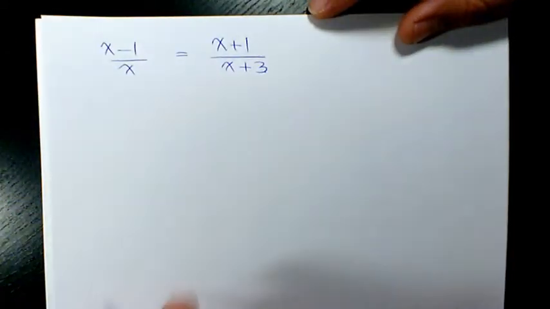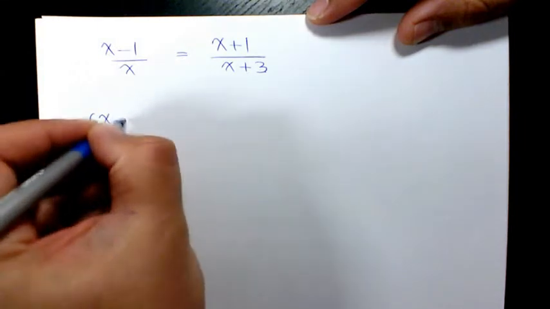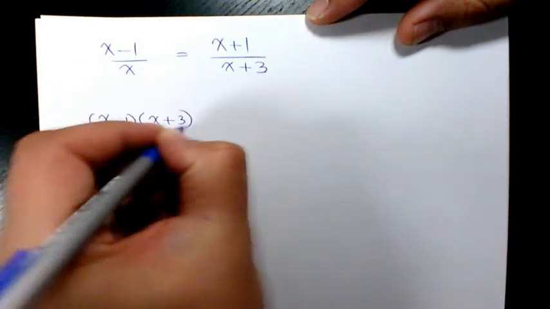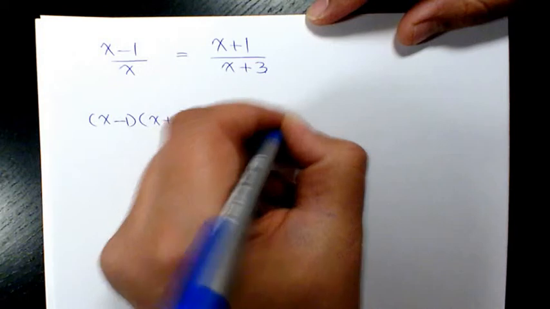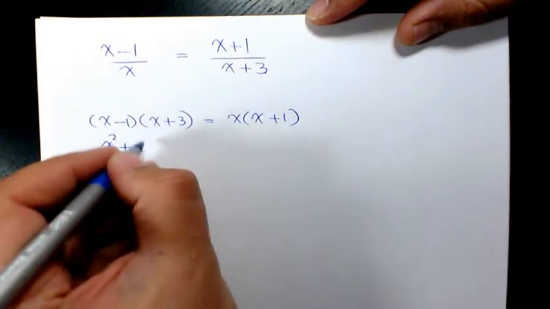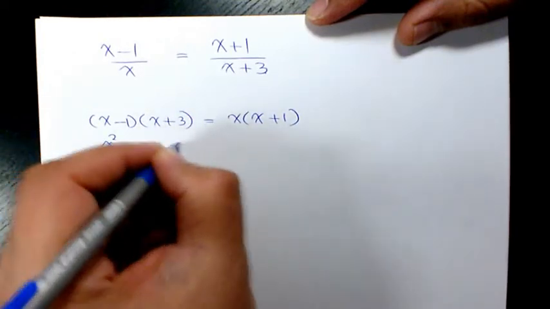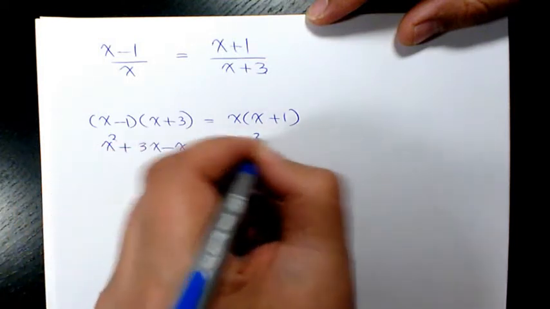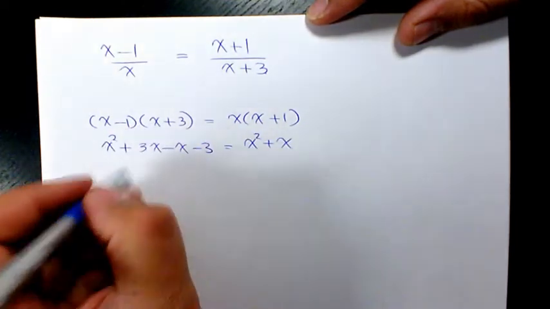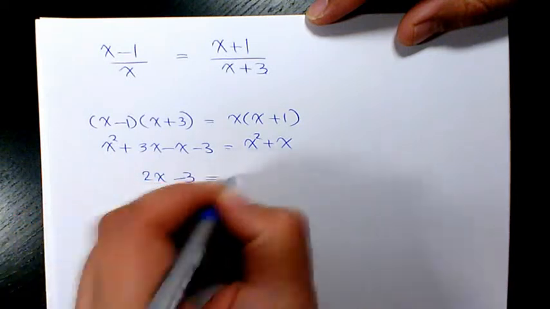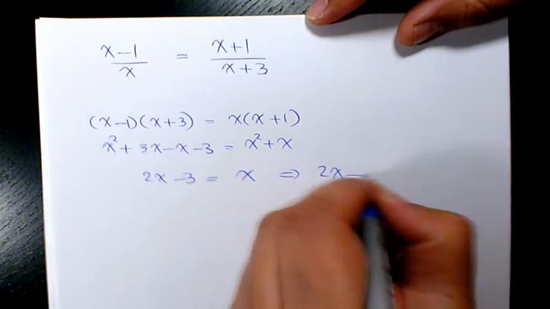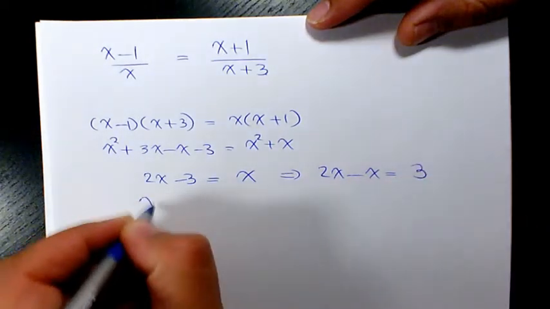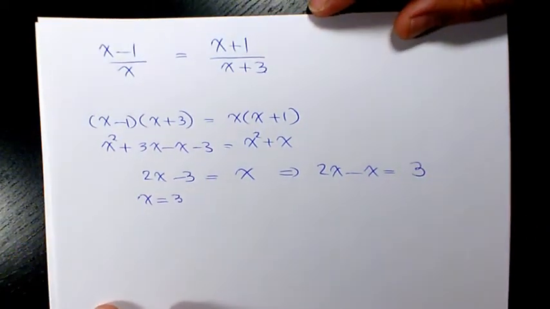Next example, x minus 1 over x equals x plus 1 over x plus 3. So we cross multiply. It's going to be x minus 1 times x plus 3 equals x times x plus 1. So I have x squared plus 3x minus x minus 3 equals x squared plus x. x squared cancels out. 2x minus 3 equals x. So 2x minus x equals 3. So x equals 3.